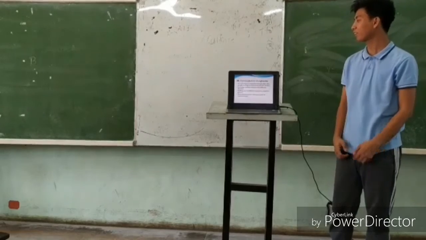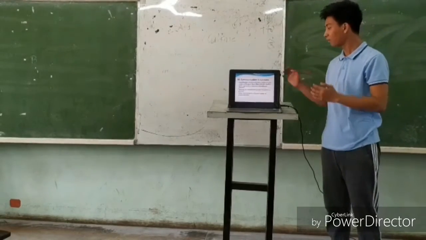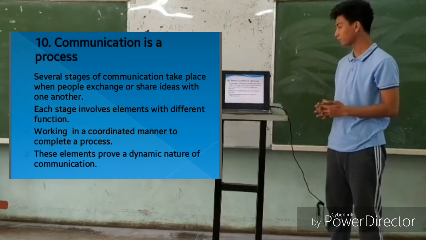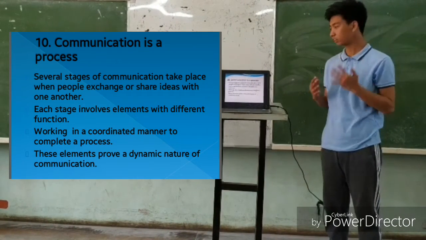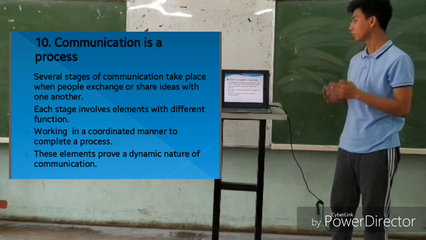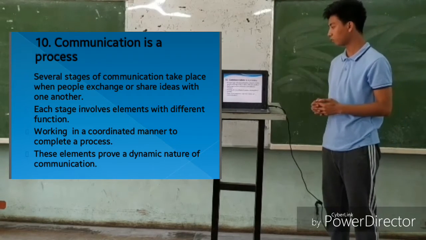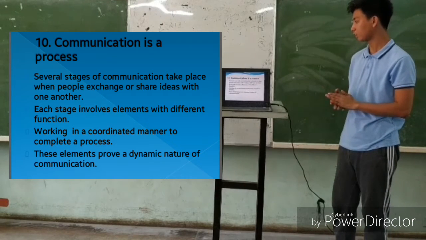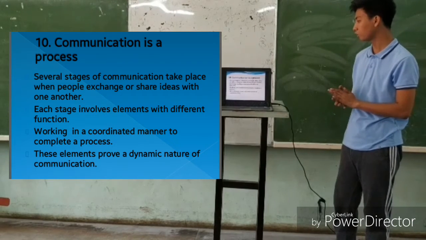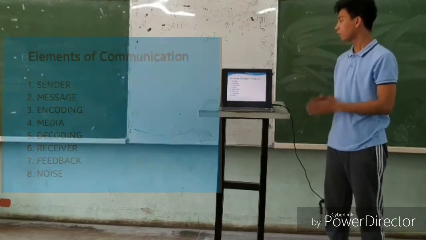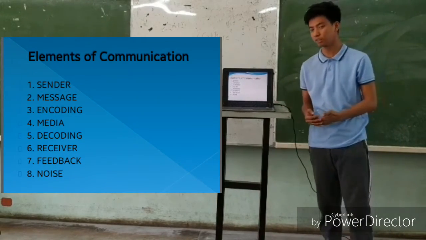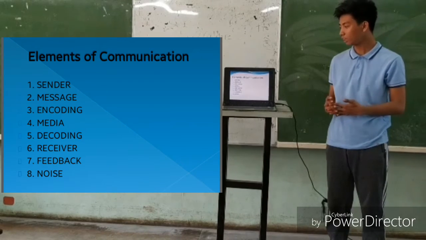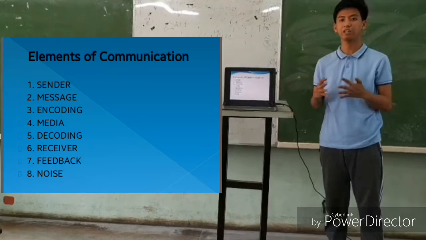So another principle and characteristic of communication is that it is a process. There are several stages of communication that take place when people exchange or share ideas with one another. Each stage involves elements with different functions, working in a coordinated manner to complete a process. These elements prove the dynamic nature of communication. So here are the elements of communication: sender, message, encoding, media, decoding, receiver, feedback, and noise.